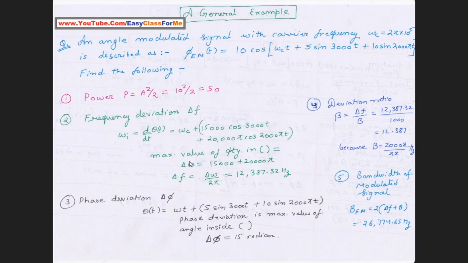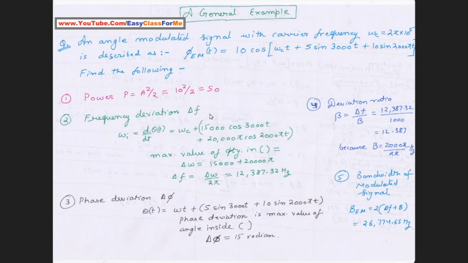After that we have to calculate the maximum value of the quantity in the bracket, because this omega c is already known to be fixed, so we do not care what its value is. Inside this bracket, whatever is written, what is the maximum value of that? Sometimes this cos and this cos will add up constructively, and they both will have a value of 1, and ultimately you will be left with 15,000 plus 20,000 pi. The addition of that is your delta omega, and delta f will hence be delta omega by 2 pi. So this is the value.